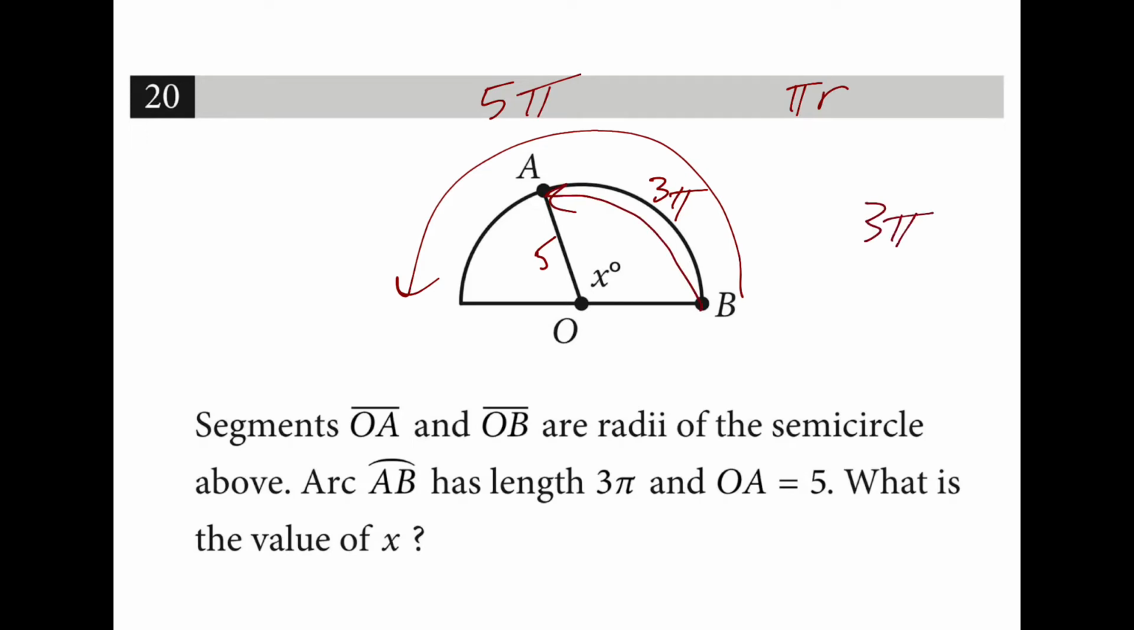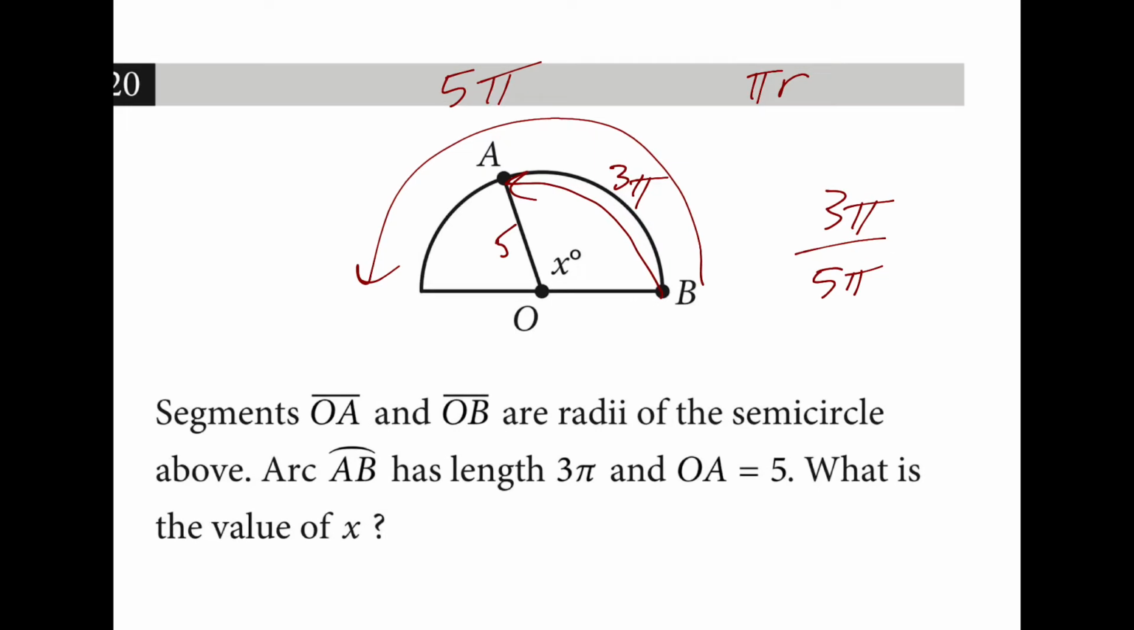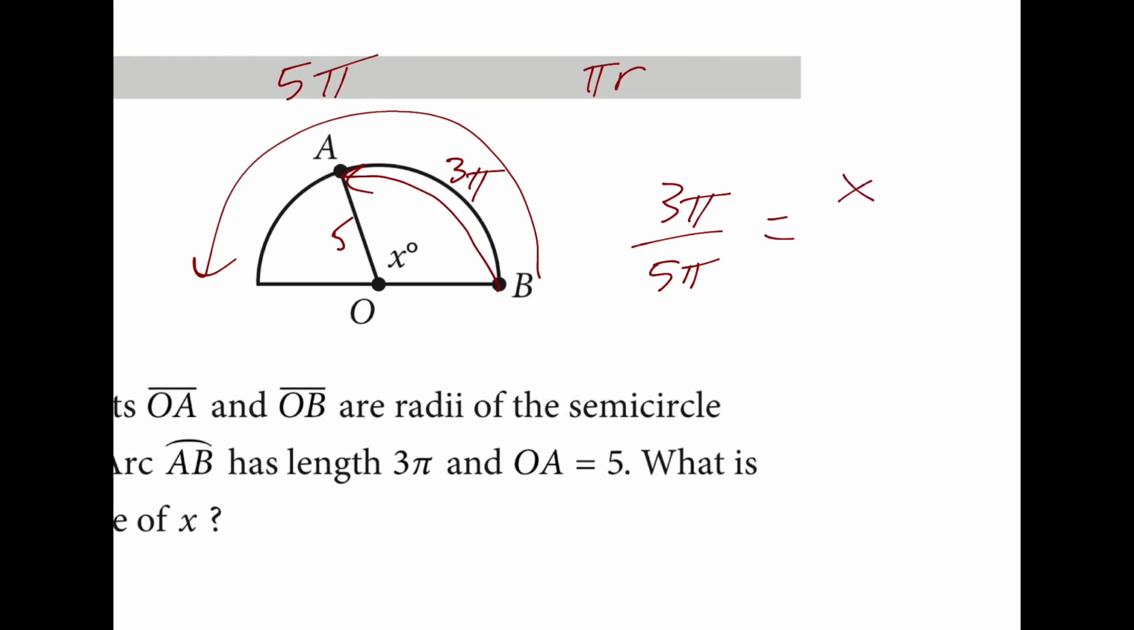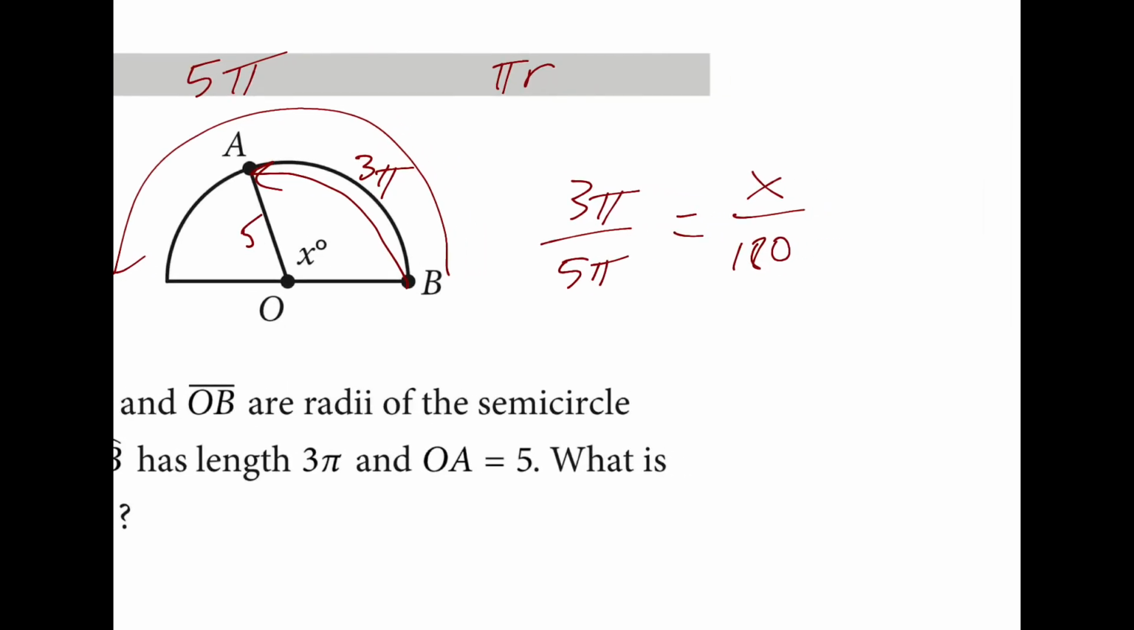So 3 pi out of 5 pi is going to be a fraction, and that'll represent x out of 180. So you can cross multiply or use a variety of techniques. Any way you do it, you'll end up with 108 for your answer.